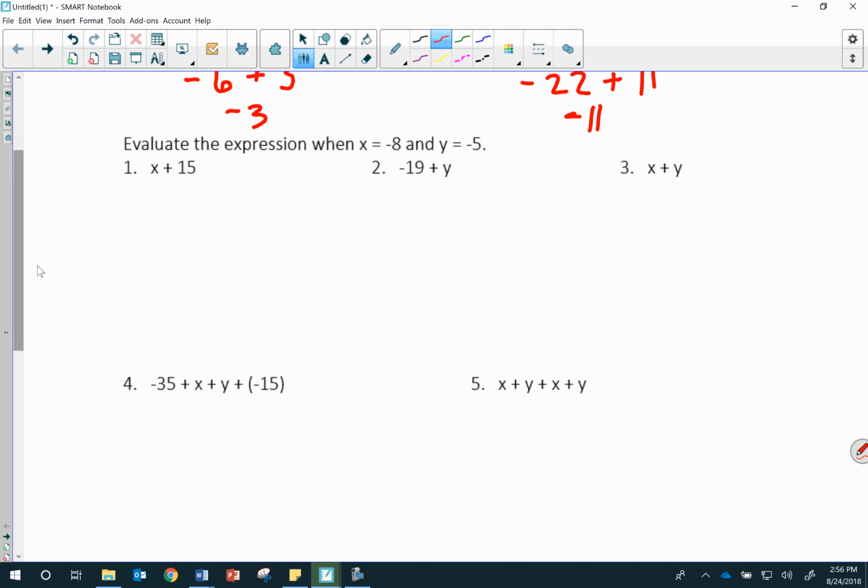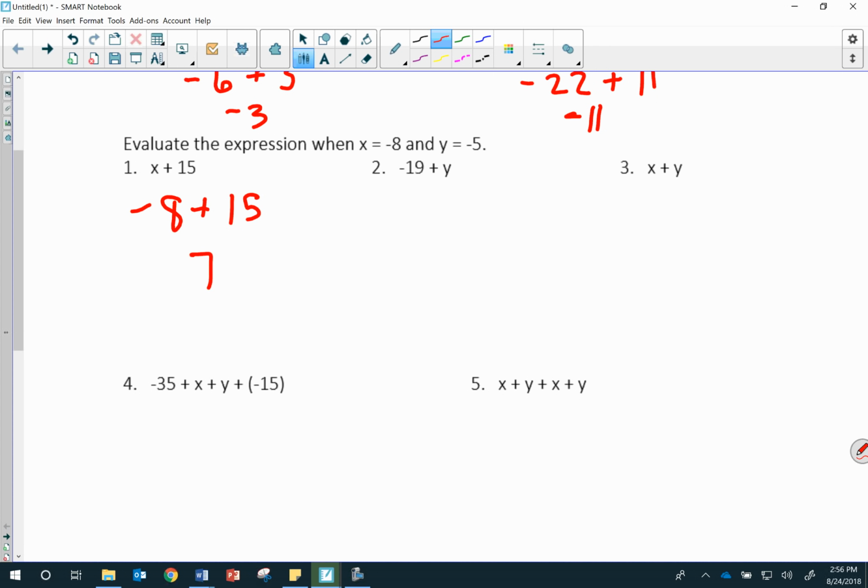Moving right along, we are going to evaluate some expressions when x equals negative 8 and y equals negative 5. Remember in algebra that expressions do not have an equal sign. We're simply going to substitute the value of x, negative 8, wherever we see an x. So the first one will be negative 8 plus 15. Our signs are different, so you guessed it. We're going to take 8 from 15, which is 7. Keep the sign of the greater absolute value, which in this case is 15. So our answer is positive 7.